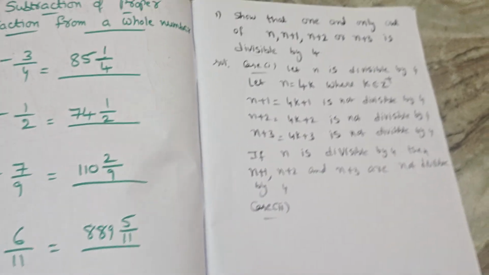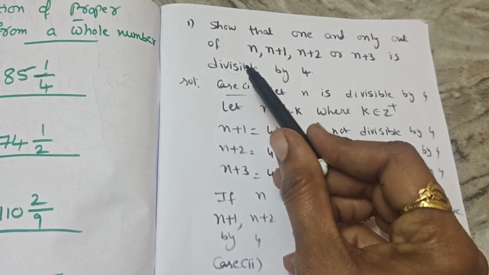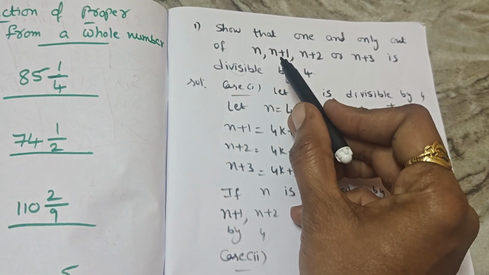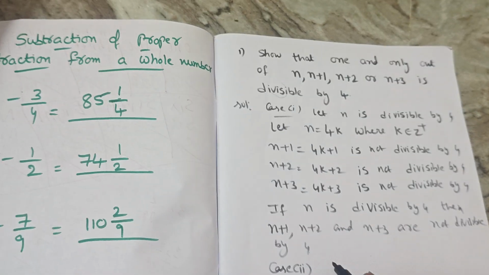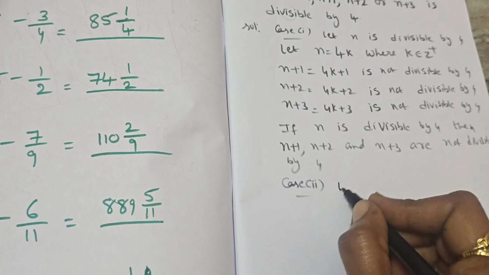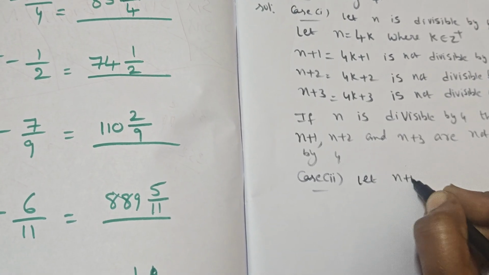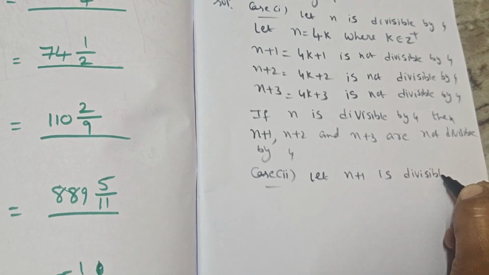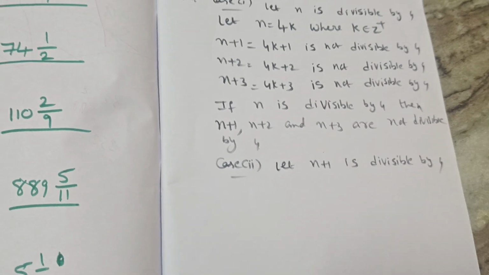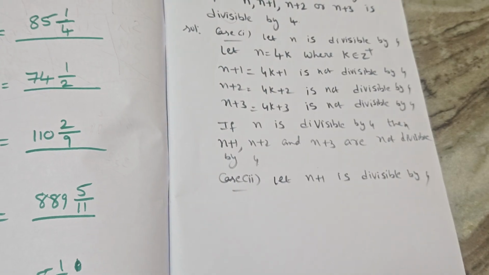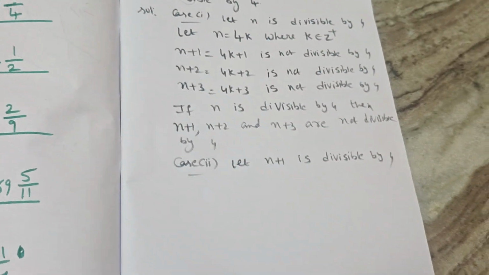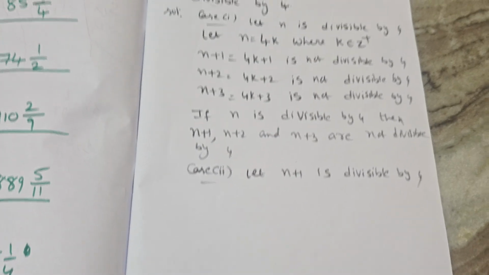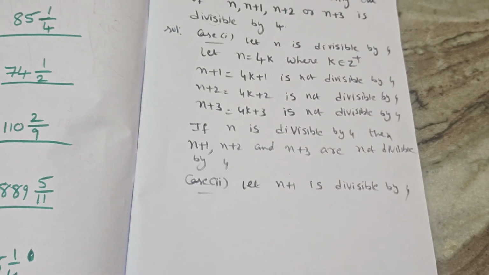What is case 2? In the first case we have shown that n is divisible by 4, then the other 3 are not divisible by 4. In the second case, let n plus 1 be divisible by 4. If n plus 1 is divisible by 4, then n plus 1 is a multiple of 4. Is it right? The value of n plus 1 should be a multiple of 4.